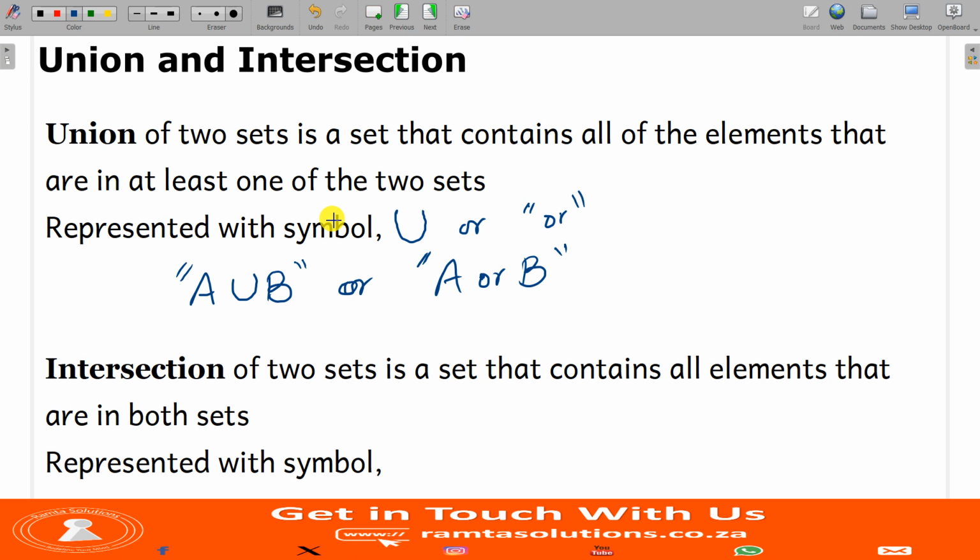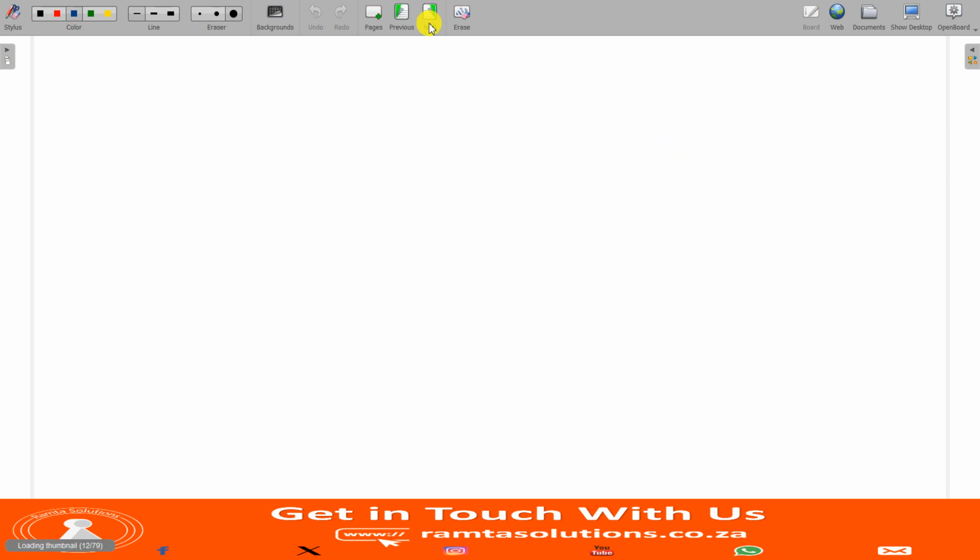Now, an intersection of two sets is a set that contains all elements that are in both sets. Remember, they must be in both sets. So whichever elements will be in your intersection will be those that are shared. It is represented with a cap, or we use the word "and".